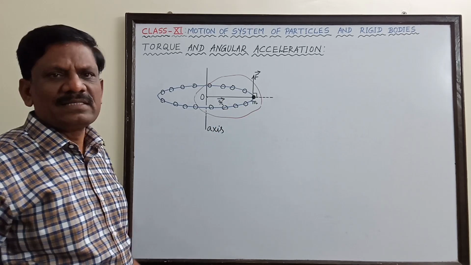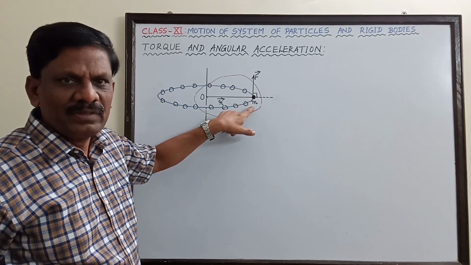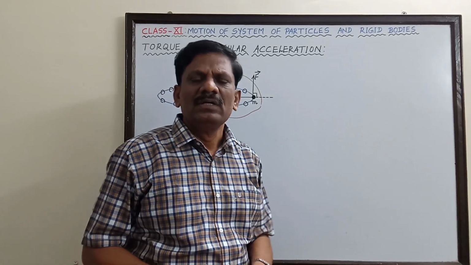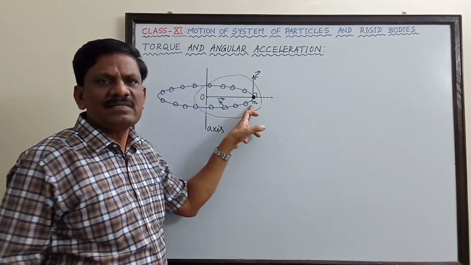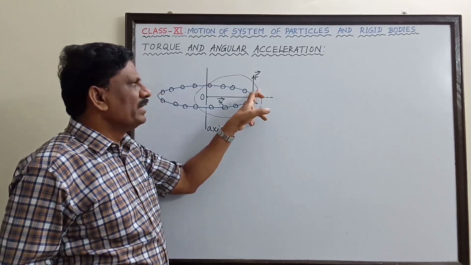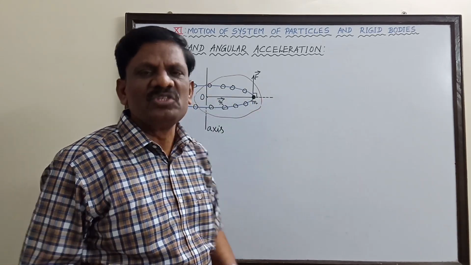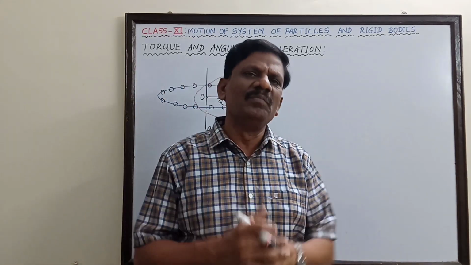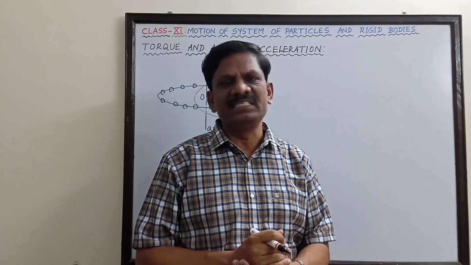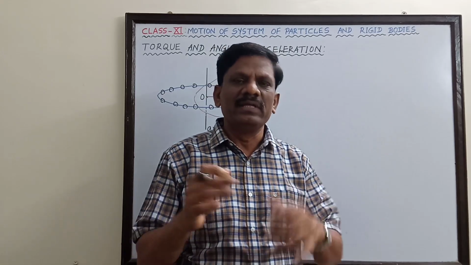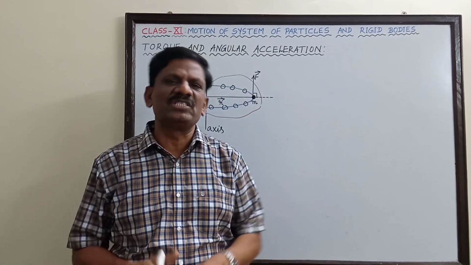Now r vector is called what? The position vector of this particle, the point mass m. Now what will happen if a force F acts on this particle, making an angle of 90 degrees with respect to the direction of the position vector? The angle between the position vector and the force vector is 90 degrees, so the particle as well as the rigid body is going to experience the maximum torque.